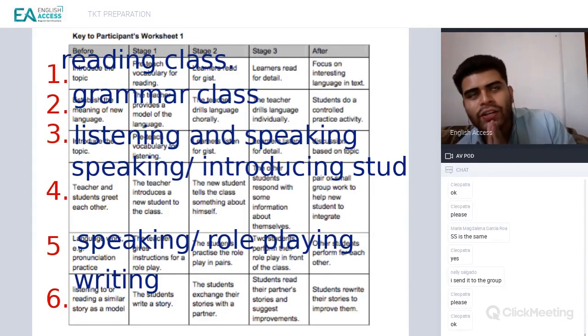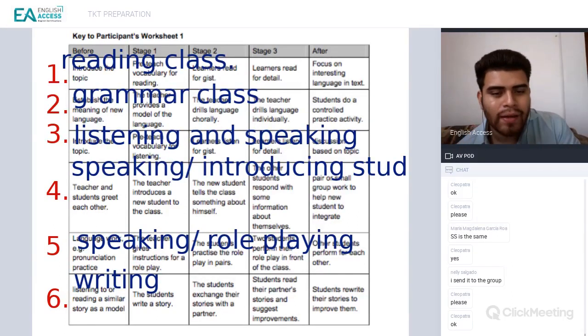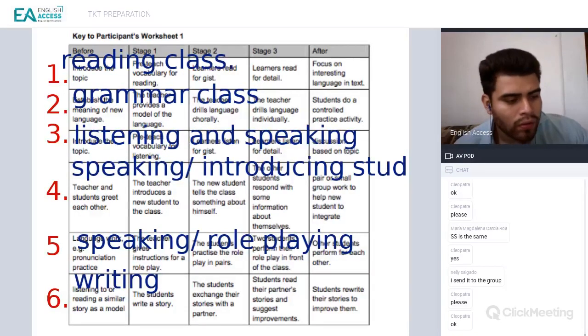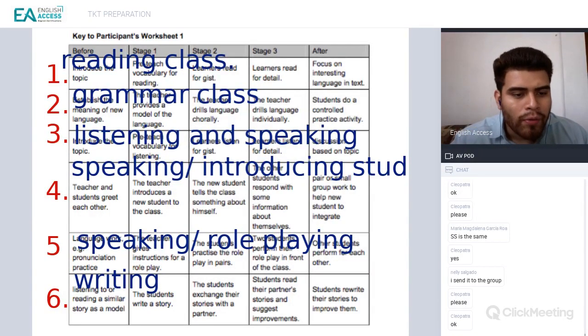In the meantime, that is all for Module 2. Remember, Module 2 is mostly about planning and selecting the correct material. I'm going to close this now.